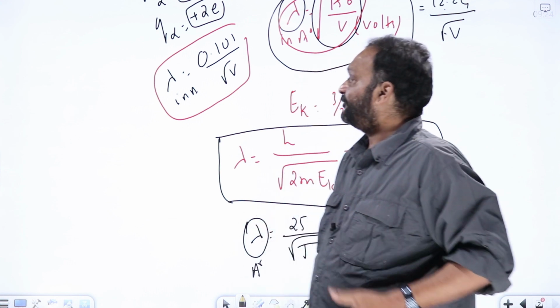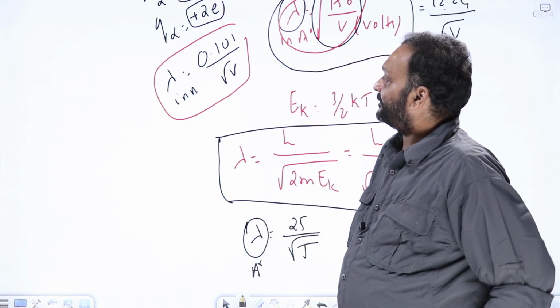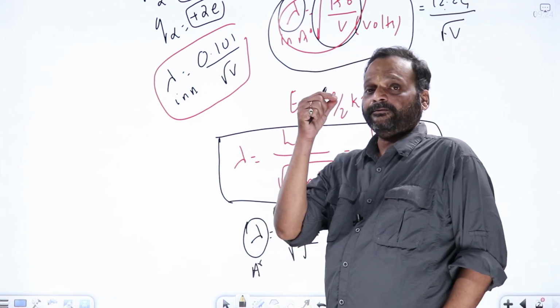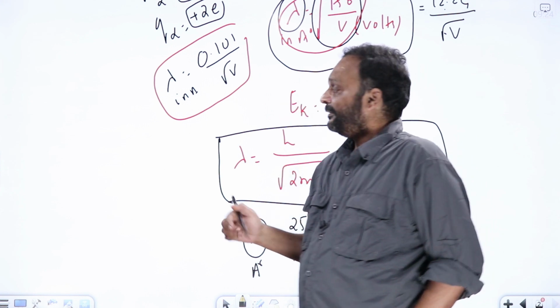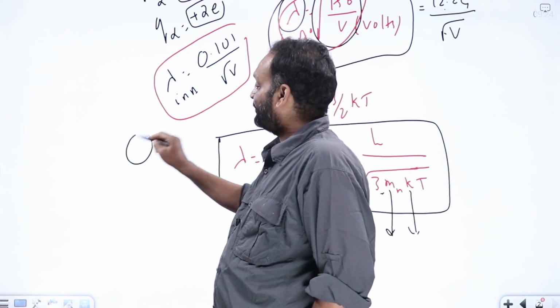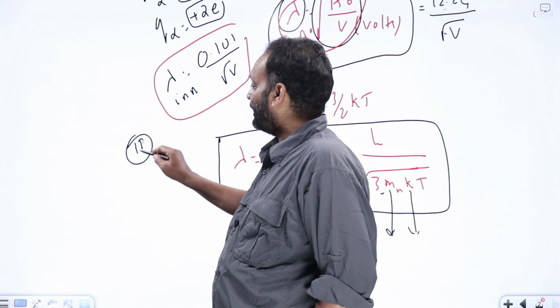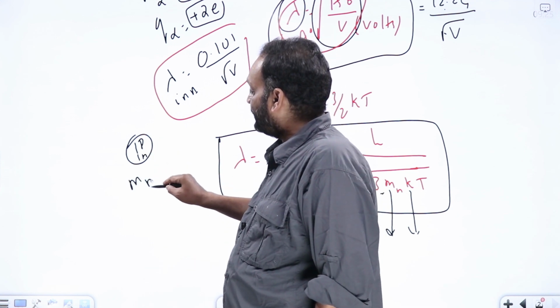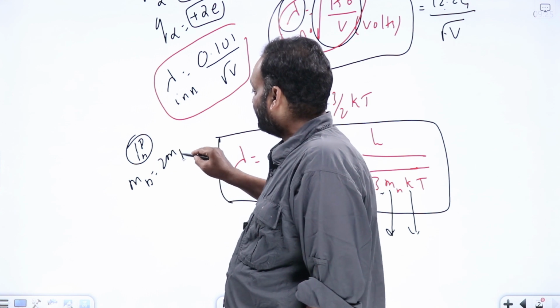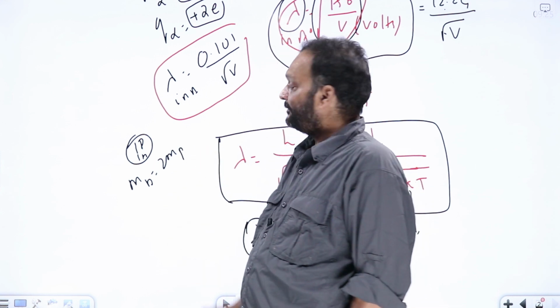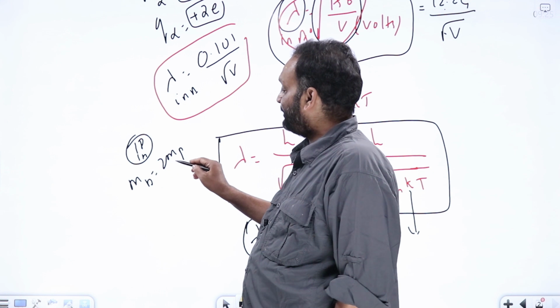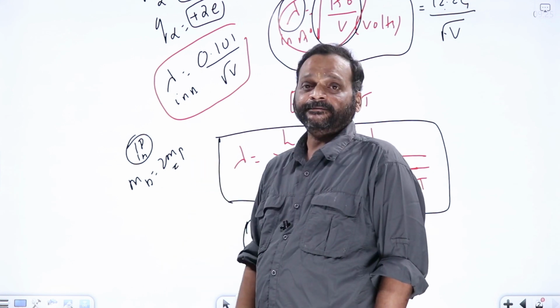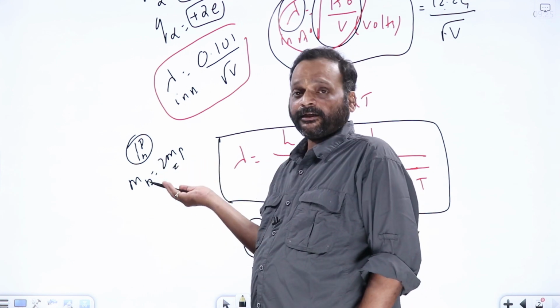Okay, deuteron. What is a deuteron? A deuteron is the nucleus of deuterium. What does a deuteron contain? A deuteron contains one proton and one neutron. So the mass of the deuteron, md, equals 2 times the mass of the proton. The charge of the deuteron is the same as that of an electron or proton.